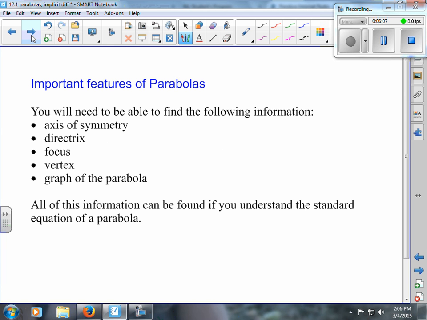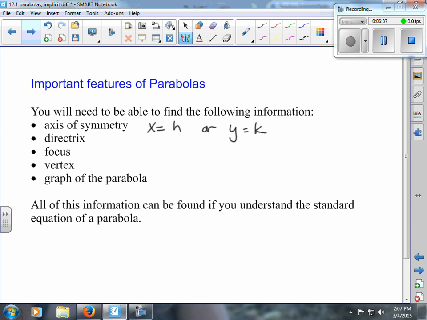So here are some important features that I want you to know about parabolas. I want you to be able to find the axis of symmetry. The axis of symmetry is always x equals h. Well, it's either x equals h or y equals k. The line that runs through the parabola that contains the vertex. Everything else around the parabola is symmetric over that line.